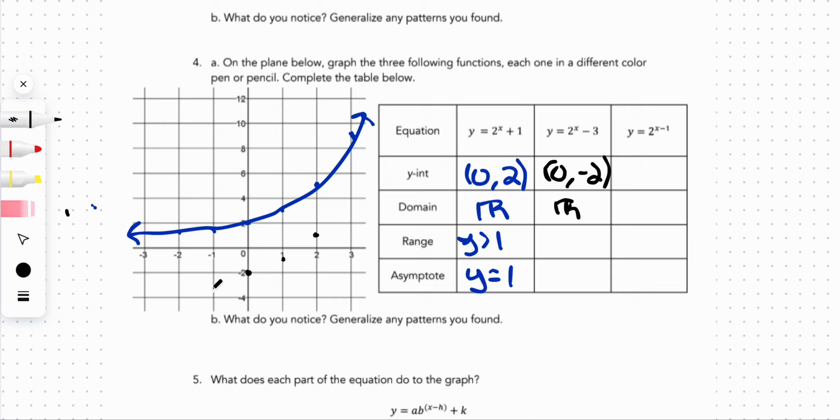Let's plug in -1, 2 to the negative first power is going to be 1/2, minus 3 is -2.5, so something like that. And we can keep on plugging in points, but we're going to get a graph that eventually looks something like this. Something along those lines. And so what's our range? We point to every single point on this line, we'll see that they're all greater than -3. Y is greater than -3. And so that's our range of our y values.